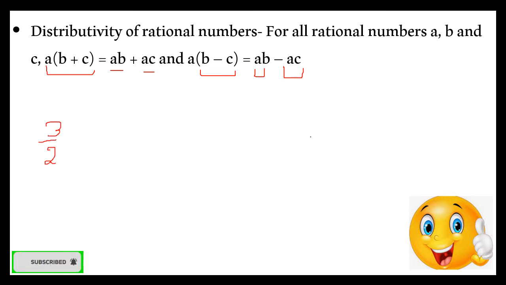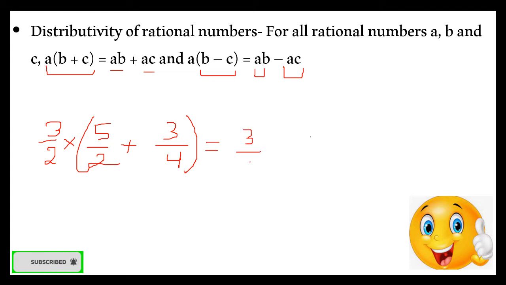So we take an example. 3 upon 2 is to be multiplied with the sum of 5 upon 2 and 3 upon 4. So we know that we can solve the bracket here first. We can do addition and find the result of 5 upon 2 plus 3 by 4, and this way we can multiply the result with 3 upon 2. But using the distributive property of rational numbers here, 3 by 2 is to be multiplied with 5 upon 2 and then 3 by 2 is to be multiplied with 3 by 4.